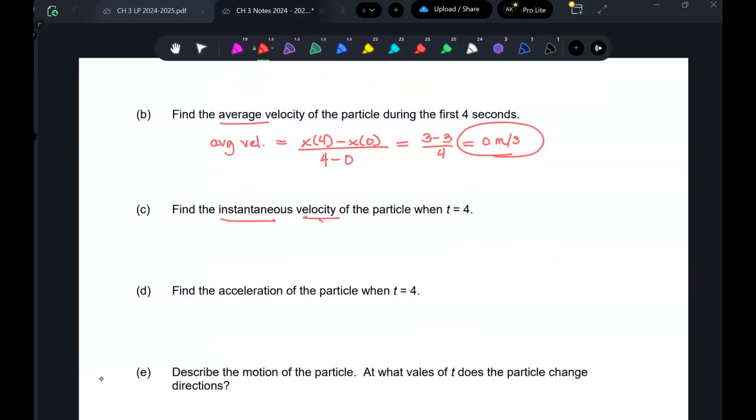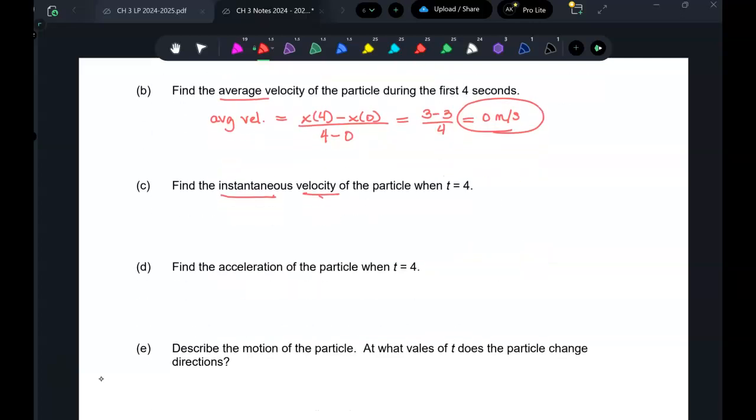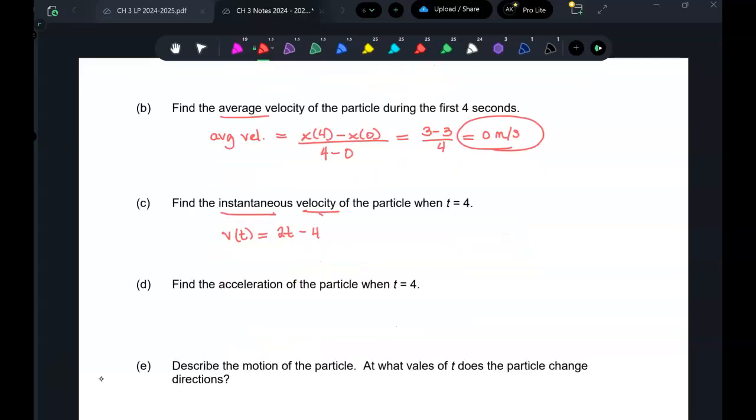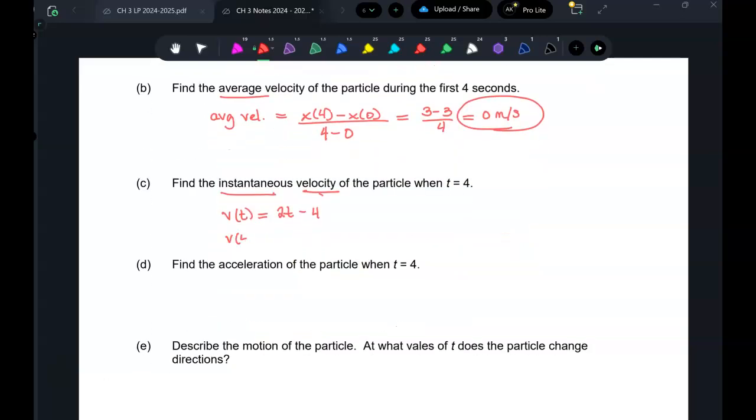Okay, instantaneous velocity is going to be the derivative. So first thing I'm going to do is find the derivative. That's going to be 2t minus 4, from t squared minus 4t plus 3. And now I'm going to plug in 4, and I'm going to get 4 meters per second.